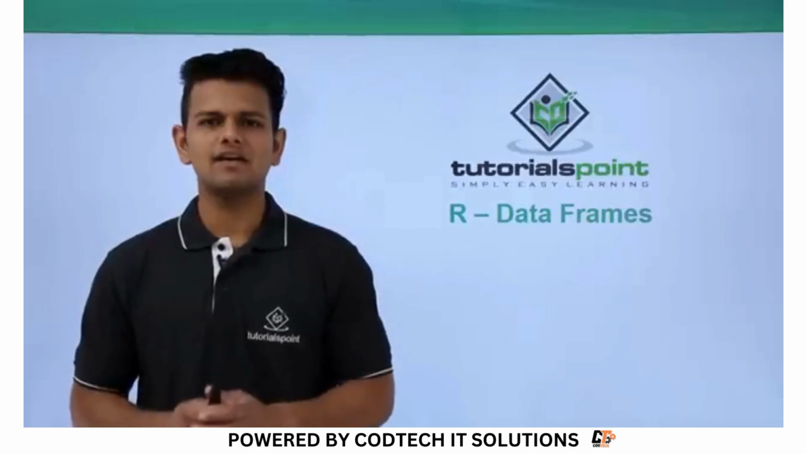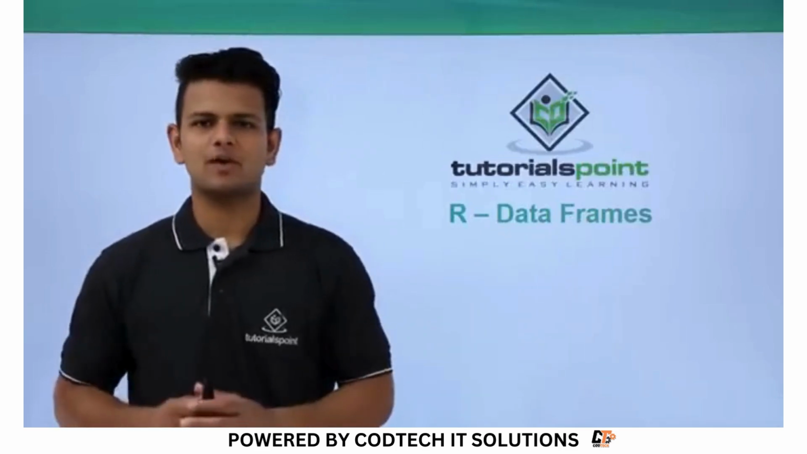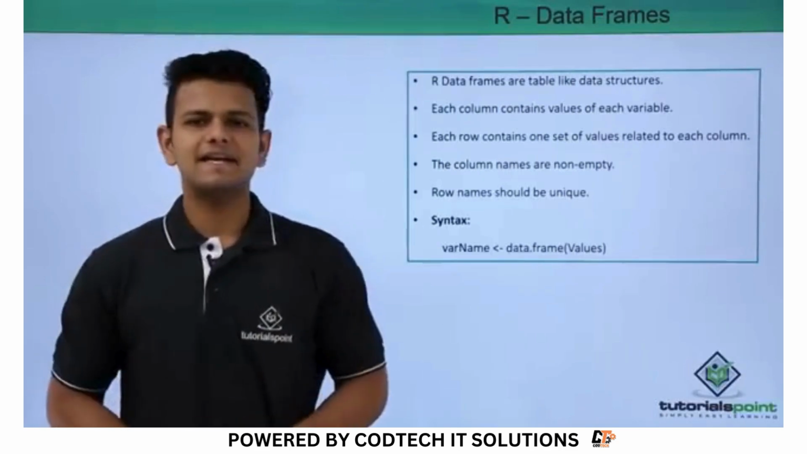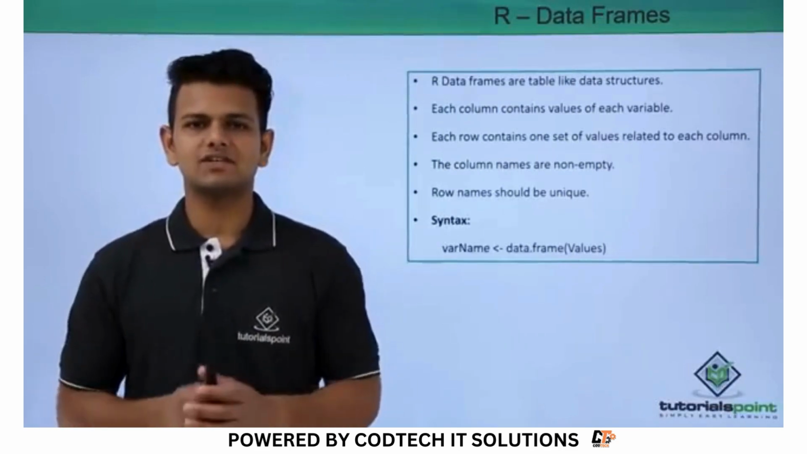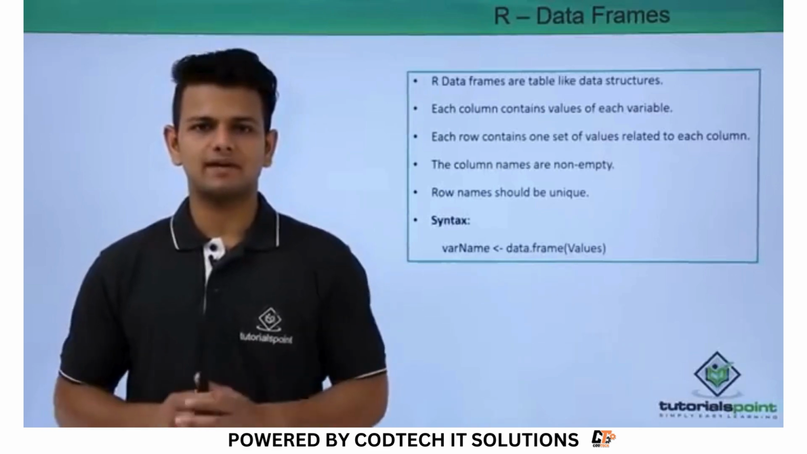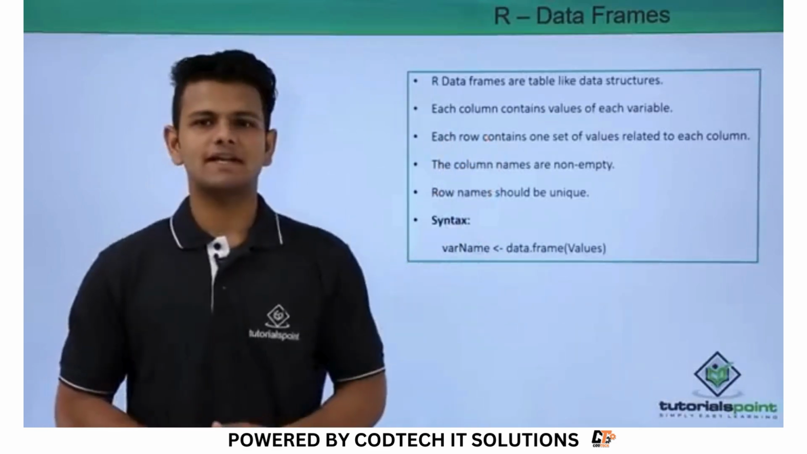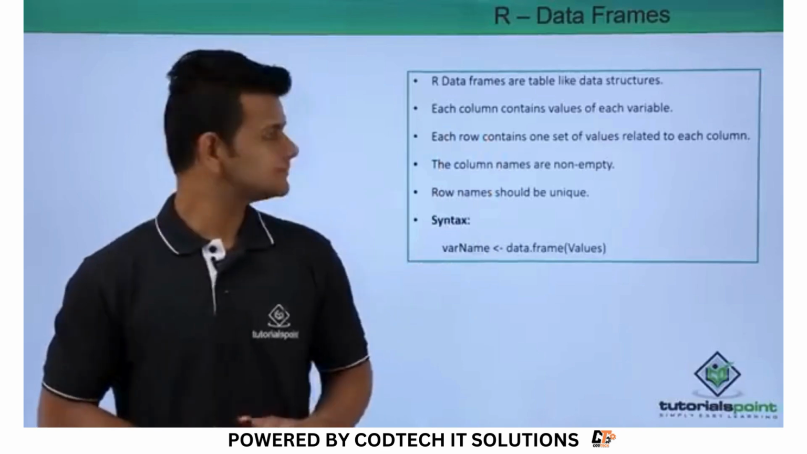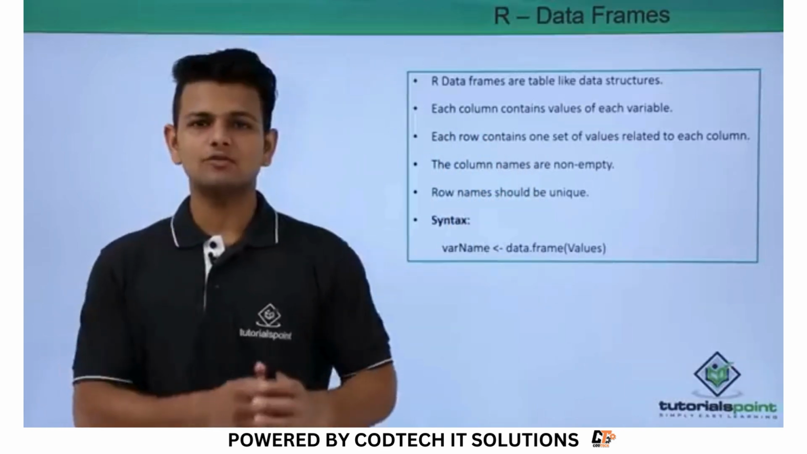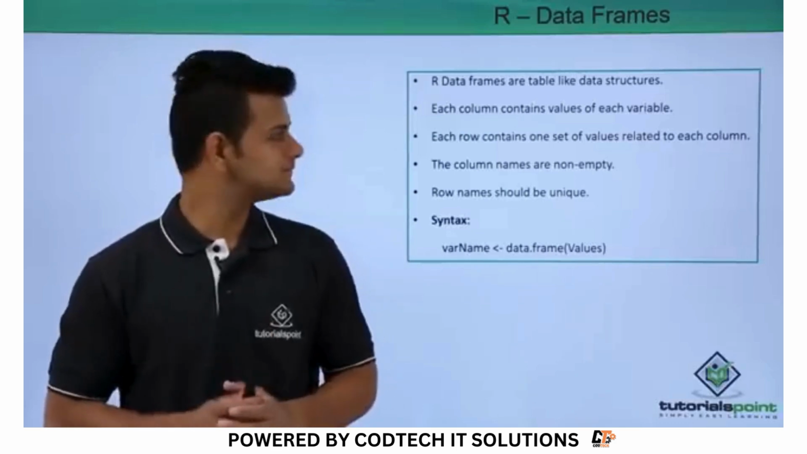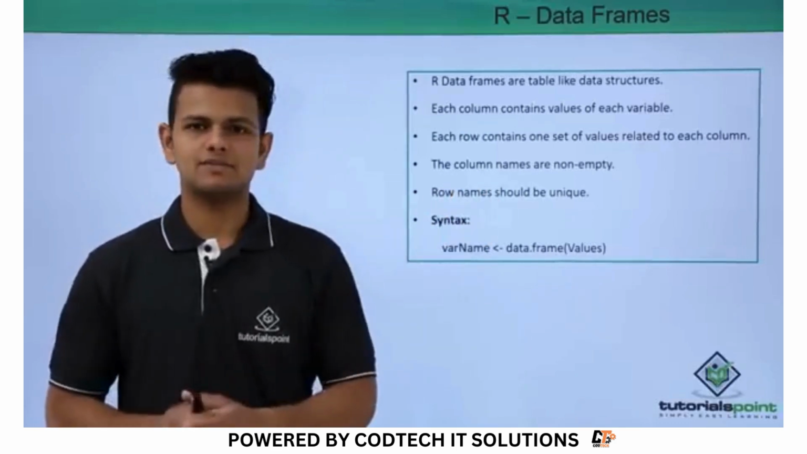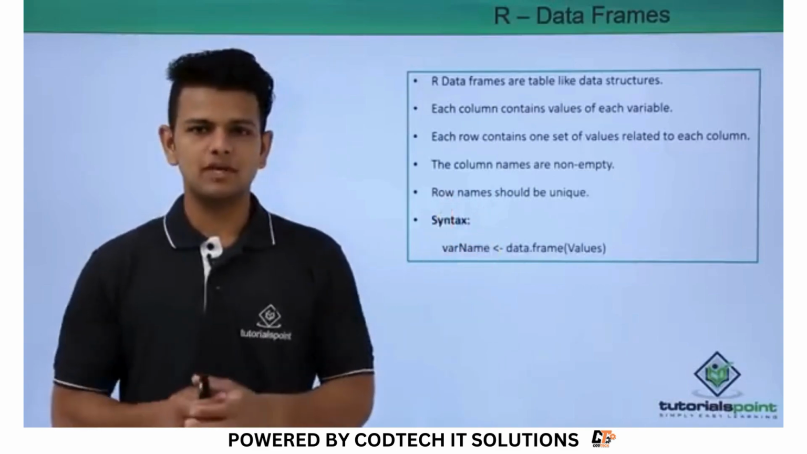In this video, we will learn about data frames in R programming language. Data frames in R are table-like structures that are used to store data. Each column contains values of each variable. Each row contains a set of values related to each column. The column names are non-empty. Row names should be unique.